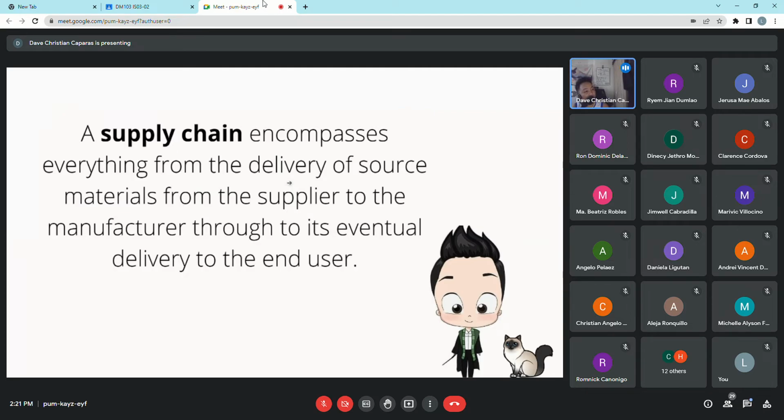So kanino niya yung pinoprovide? Kay manufacturer. Bakit? For what reason? Bakit pinoprovide ng supplier yung raw materials kay manufacturer? Because manufacturer will then be transforming these raw materials into a final product or a finished product. That finished product na yan will satisfy the needs and wants of you, kayo mga consumers, or tayo as end users. So ngayon, supply chain is responsible in transforming those raw materials into something useful for the end users or the consumer.